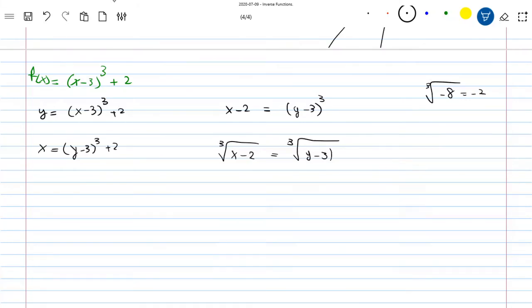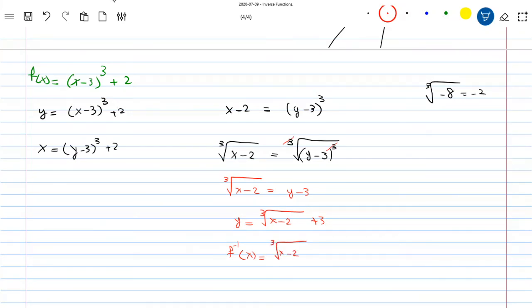So there's a cube here, sorry, I forgot. So now I can say these two will cancel out. What I get is cube root of x minus 2 equals y minus 3. So what is y? y equals cube root of x minus 2, plus 3. Add 3 to both sides. So what is the inverse? Cube root of x minus 2 plus 3.